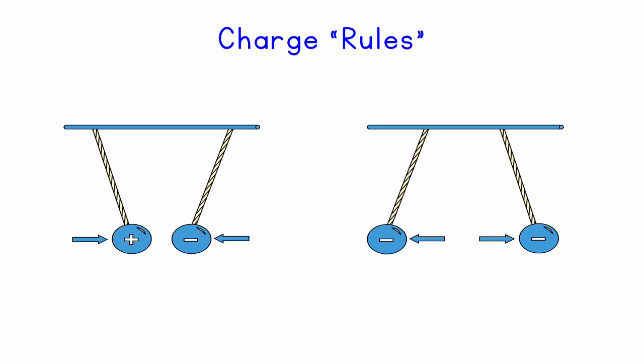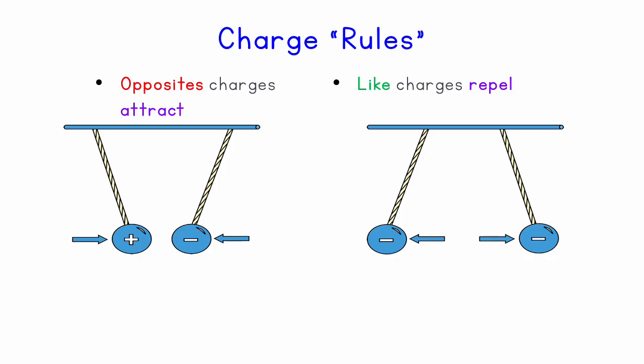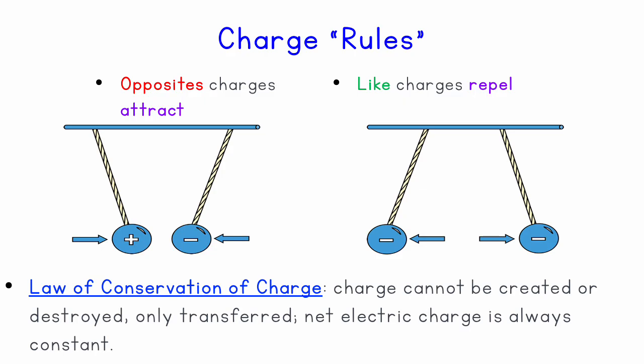So there are rules to charge. Opposite charges attract, like charges repel, which kind of puts you in the mind of magnetism, which we discussed earlier. The law of conservation of charge tells us that charge cannot be created or destroyed, only transferred. Net electric charge is always constant.